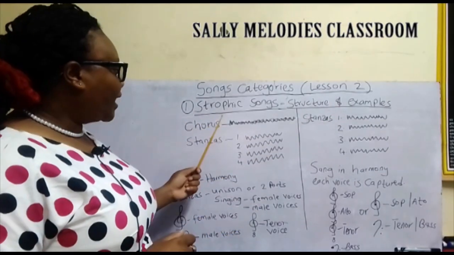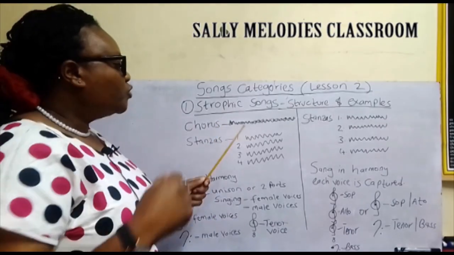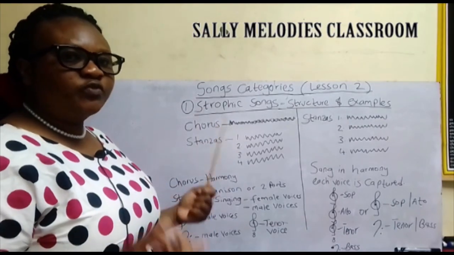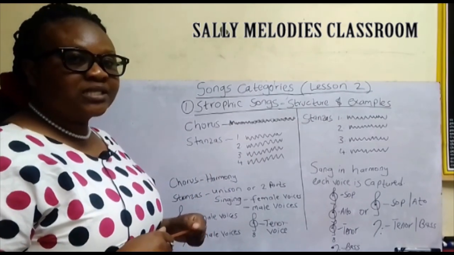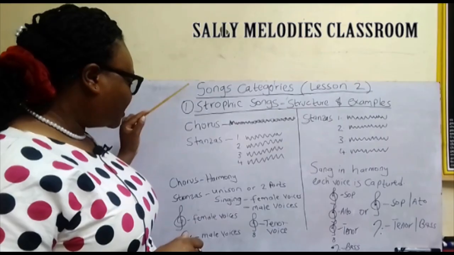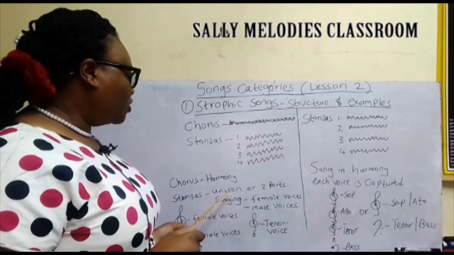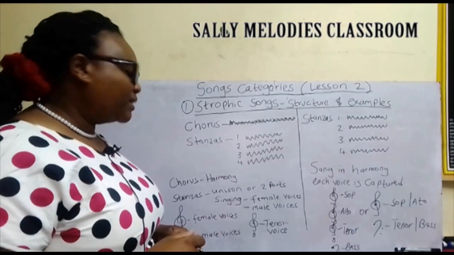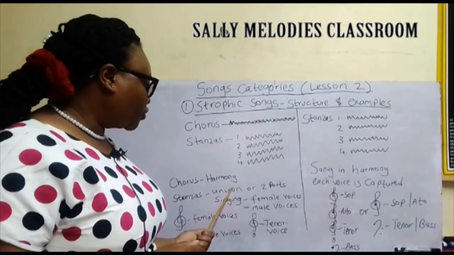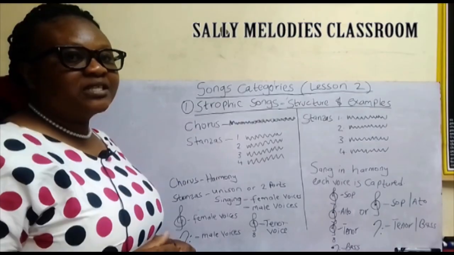This is where you harmonize. You have all the 4 voices, or 2 voices, or 3 voices, depending on how many voices that you have written on. The stanzas can either be unison, or you can give 2-part singing. But in most cases, we do unison, especially in the church hymns.